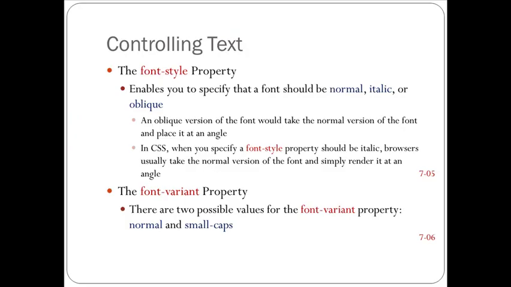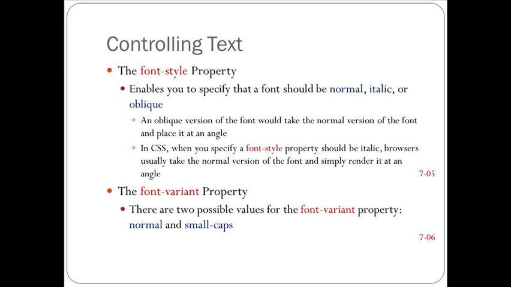The font-style property. This enables you to specify whether a font should be normal, italic, or oblique. Now, you're probably saying, what's oblique? Well, oblique is a version of the font. If it doesn't have italic, the oblique would be the computer actually taking a regular font and angling it to represent what italicized would be. I mean, that's the true nature of oblique. While with italic, the font would actually have that slant to it already. The creator of the font would already have done that.